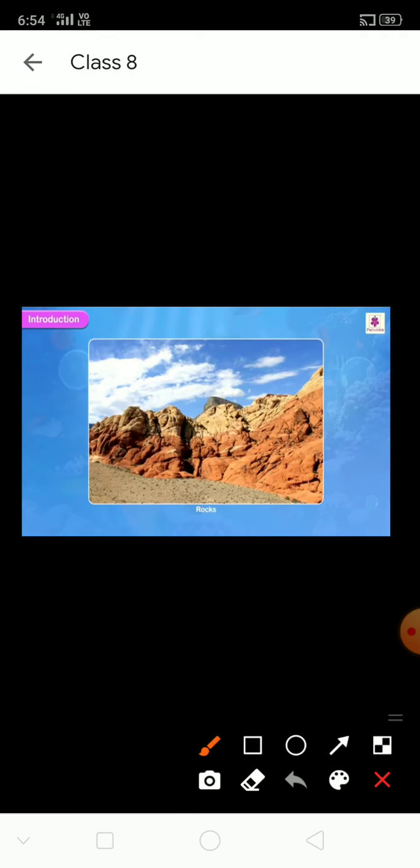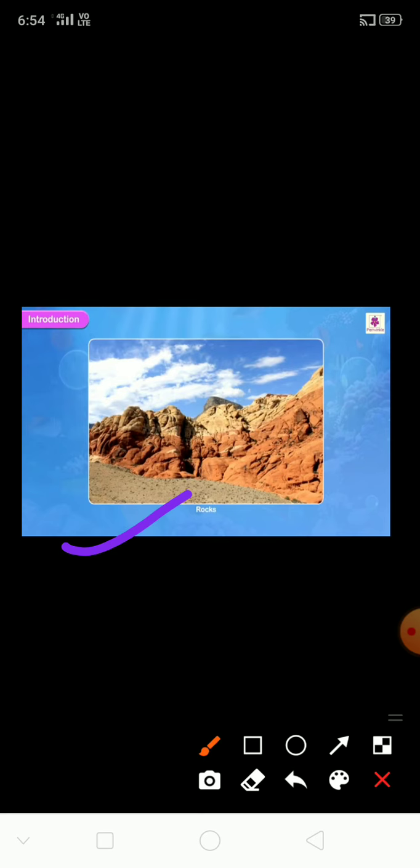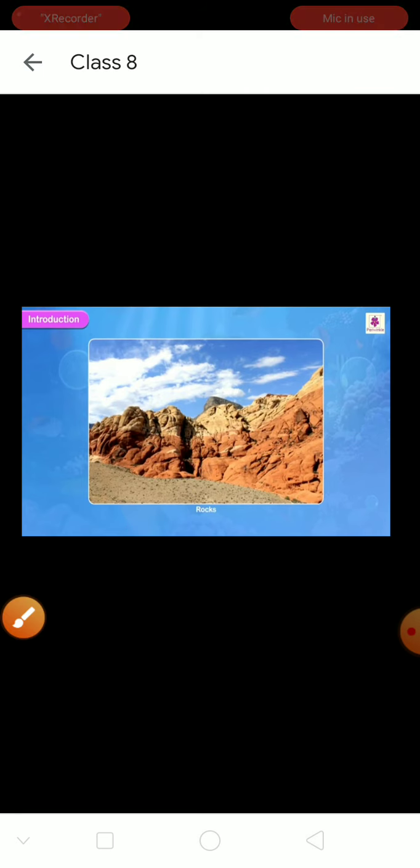See here, what is in this picture? Rock. These are the rocks. Okay, rocks form the raw materials. So it is a natural resource. Rock is what here? It is a natural resource. Okay. Afterwards, this rock is used in some fields.